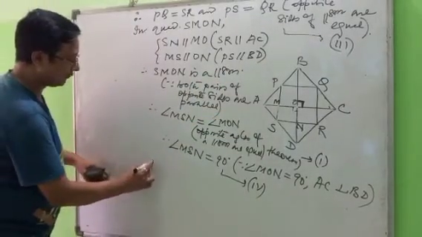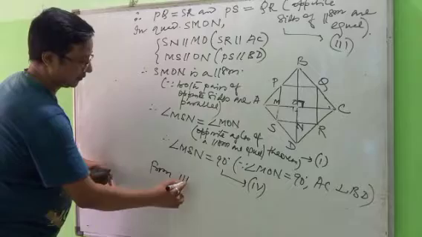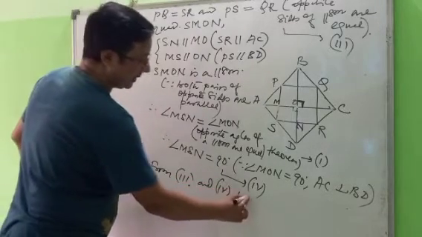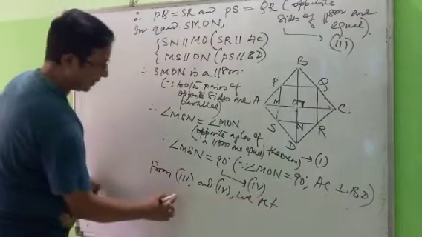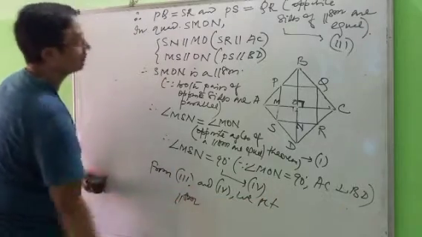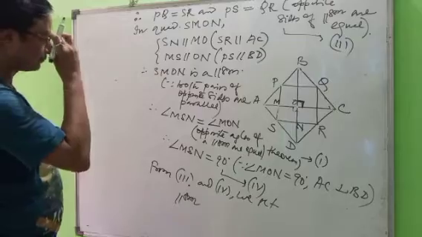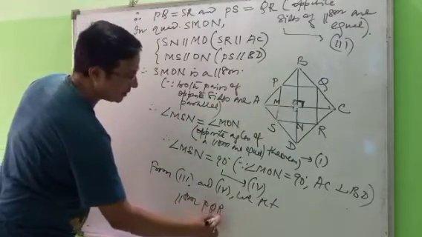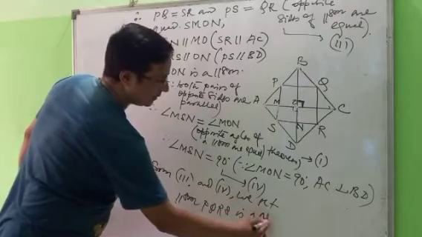So from 3 and 4, we get parallelogram PQRS. So PQRS is a rectangle.